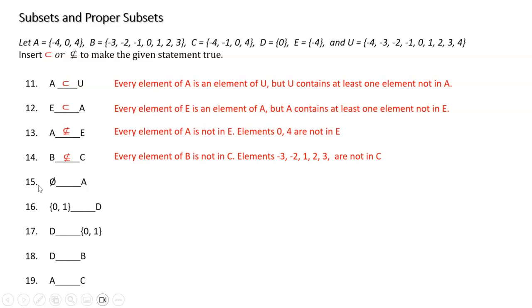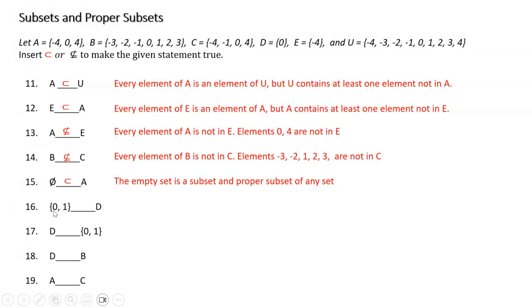Okay. Now look at number 15. The empty set is either a proper subset or not a subset. It will be a proper subset, right? Because remember the definitions? The empty set is always a subset or a proper subset of any set. So the answer will be the first one, which is the proper subset symbol. And like I said earlier, the empty set is a subset and proper subset of any set.